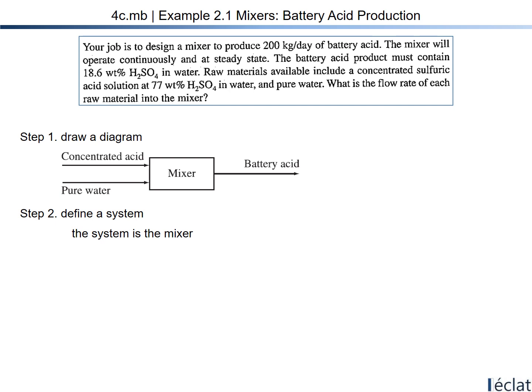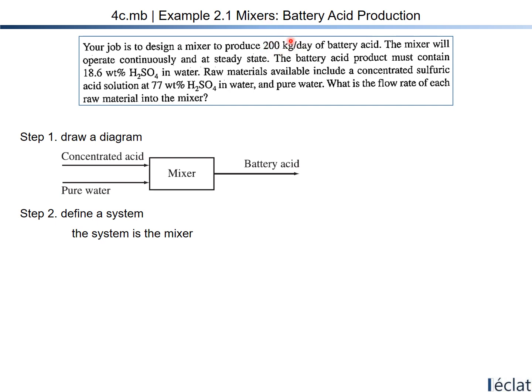Here is the very first example, 2.1. This example is about mixers, so there are no chemical reactions. And this situation is about battery acid production. In this example, I will just follow the 10 steps suggested by Murphy in the textbook. Okay, here is the text and question. Your job is to design a mixer, this is the system, to produce 200 kilogram per day of battery acid. This value could be used as a basis for your system. I mean, 200 kilogram per day is the size of your process.